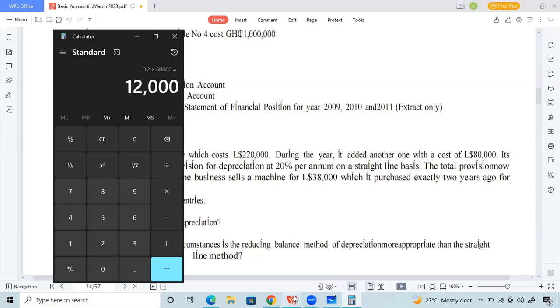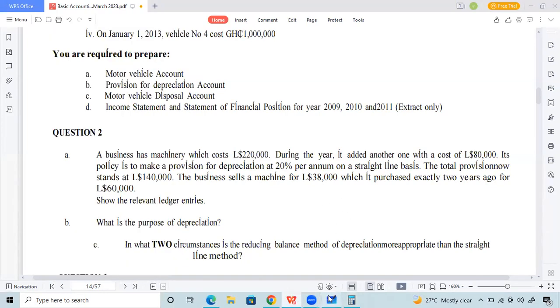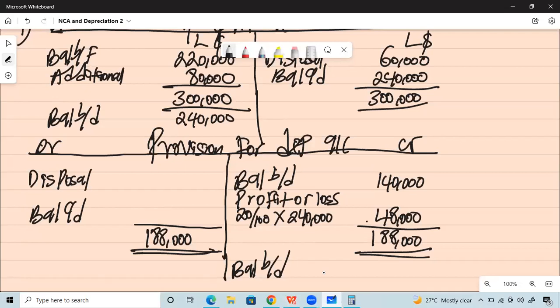How do you get the depreciation? This is how you get the depreciation on the disposal. So this will automatically be 24,000. And if you say 188 minus this, it will be 164.